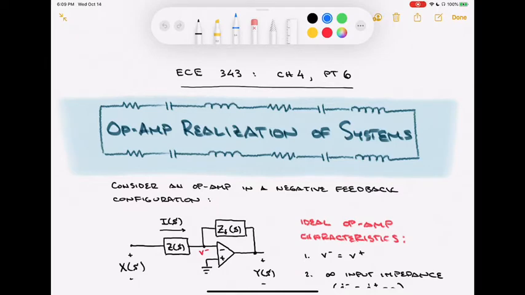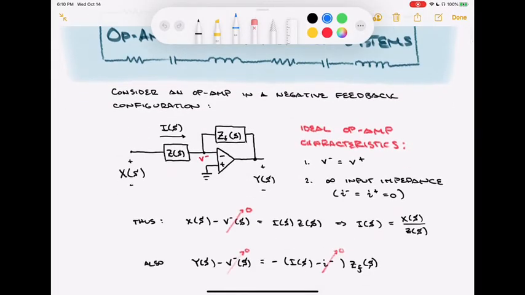Today we're going to take it a step further. We're going to look at op-amp realization of systems. So we would like to take what is an integral or differential equation and realize it using op-amps. And so to get us started on this, I just want to remind us of the basic behaviors of op-amps.